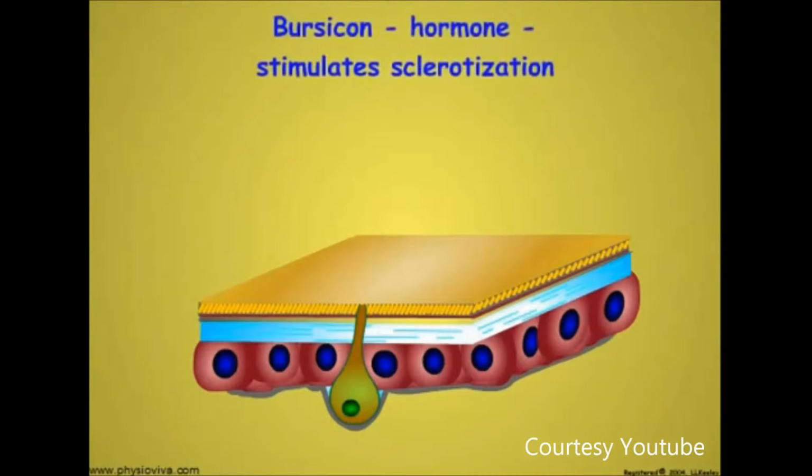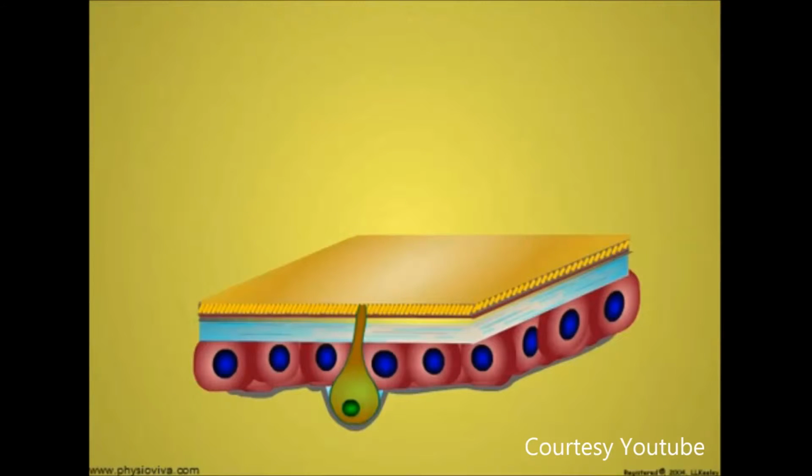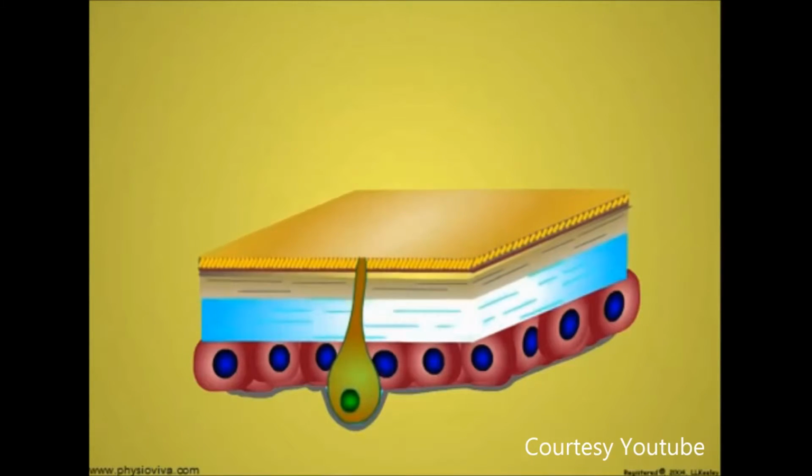A hormone called bursicon is released that stimulates the new procuticle layer that was present at the time of the molt to undertake sclerotization by polyphenols and be converted to the new exocuticle. Once sclerotization is completed, no further sclerotization occurs during the remainder of the instar. During the time between the molts, new endocuticle is deposited continuously, and the cycle starts over at the next molt.